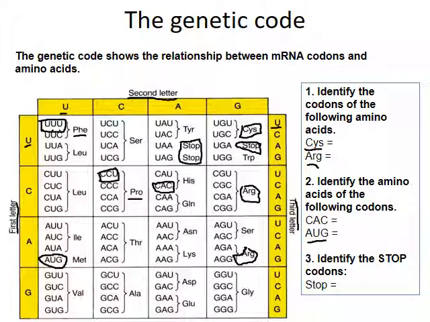As soon as the ribosome reaches a stop codon, it doesn't attach an amino acid at all. It attaches a protein called a release factor, and it causes the whole process to stop. There you go, genetic code. If you're lucky, we might play genetic code bingo in class next lesson.